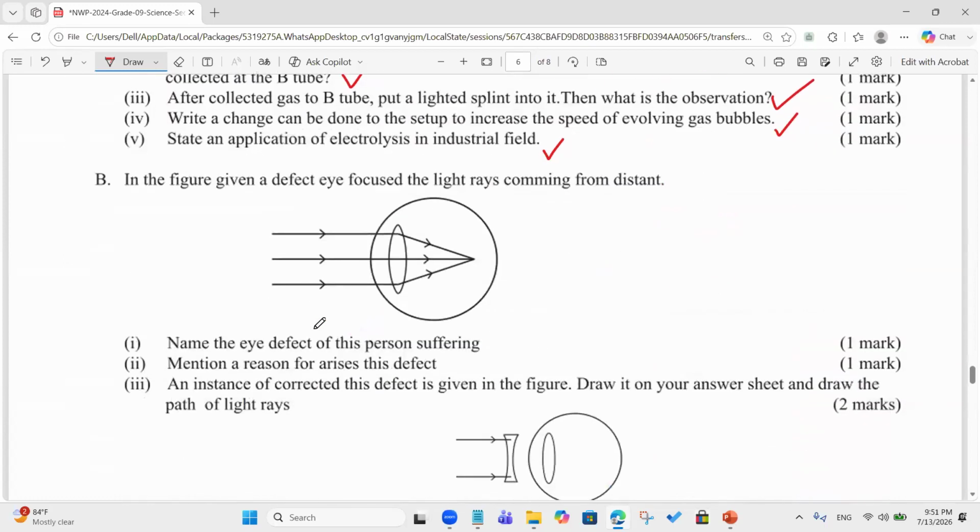Now part B, you can identify this defect. You can see light rays are coming from a faraway object, so they are parallel, right? When these parallel rays come from a faraway object, they are collected in front of the retina. That means it's a defect. So what is this defect? Short sight, right?